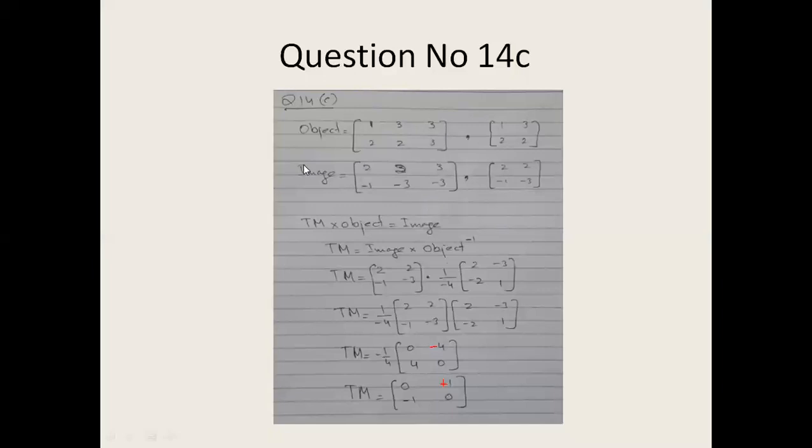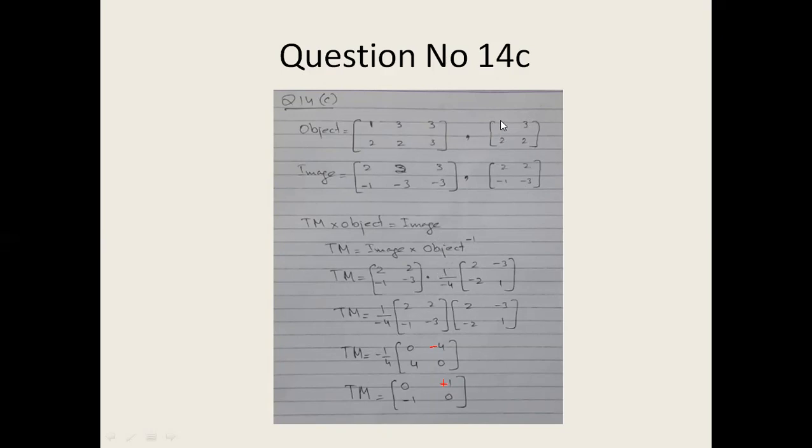So let me show you my work. The object coordinates are (1, 2), (3, 2), (3, 3). I will take only these 2 points, so this matrix represents 2 points from the object. The image is (2, -1), (2, -3), (3, -3). I will take only 2 of them, so 2, 2, -1, -3. The transformation matrix multiplied by the object equals the image. So the transformation matrix equals the image multiplied by the inverse of the object. The image is 2, 2, -1, -3, multiplied by the object inverse.